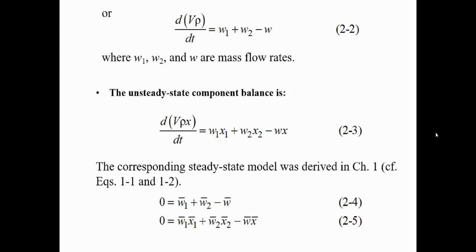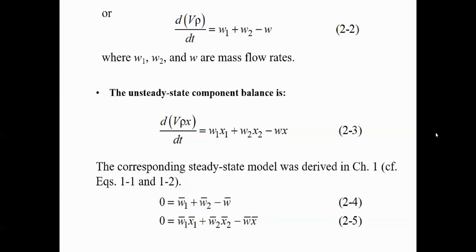And the unsteady state component balance is given by d(V rho x)/dt equals w1 x1 plus w2 x2 minus wx. The corresponding steady state model is derived as given by that equation. Everything is moved from the left hand side to the right hand side, so the left becomes 0. That is named the steady state model, equation 2.4: 0 equals w1 bar plus w2 bar minus w bar.